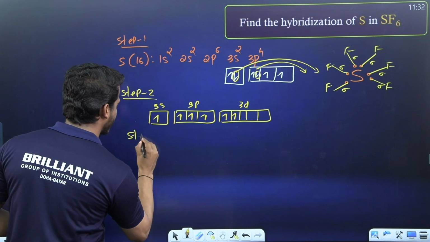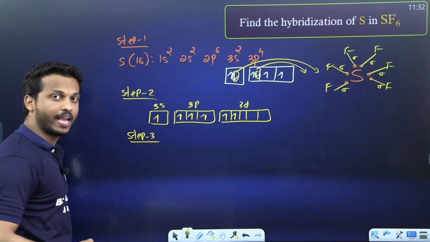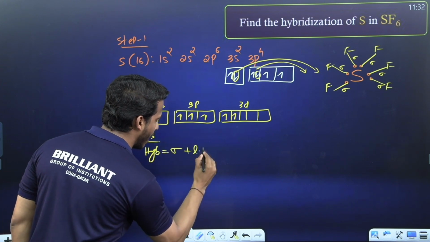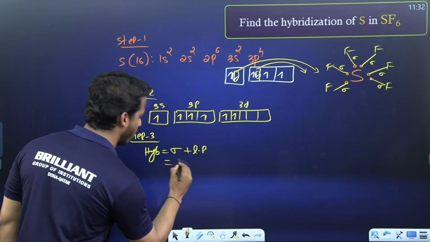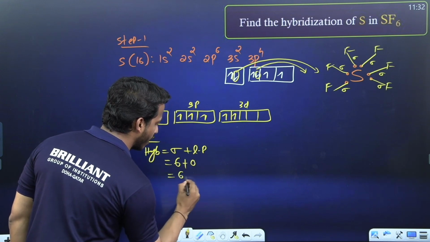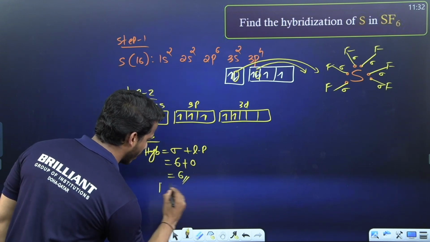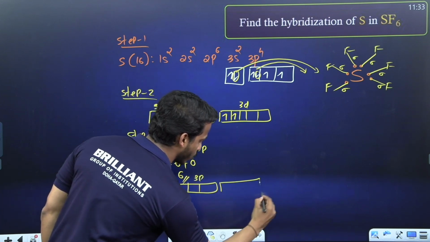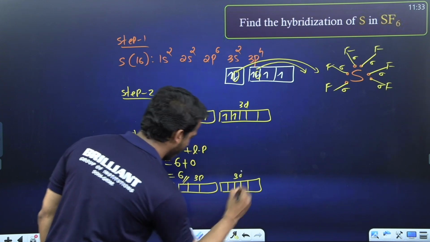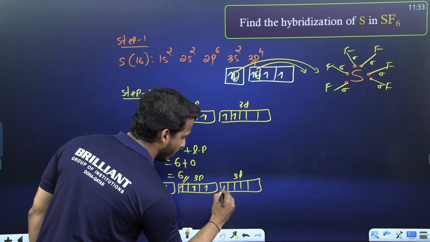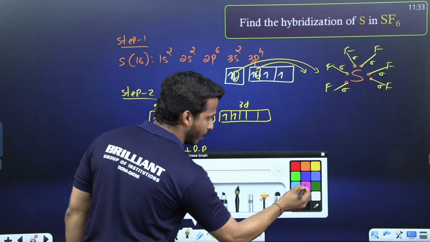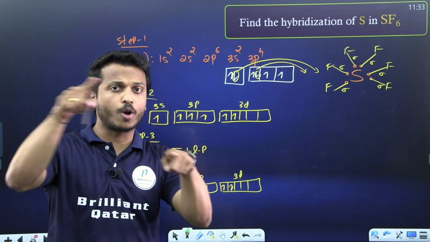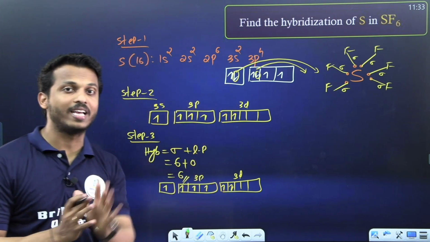Now let's go for the last step. Step 3 is the hybridization. Hybridization is given by the sum of sigma bonds and lone pairs. Total how many sigma bonds? 6. No lone pair. Total sum is 6, right? This is 3s, this is 3p, and this is 3d. These have 1 electron each. What can their hybridization be? In total you have to mix 6 orbitals. While mixing 6 orbitals, what is the hybridization?